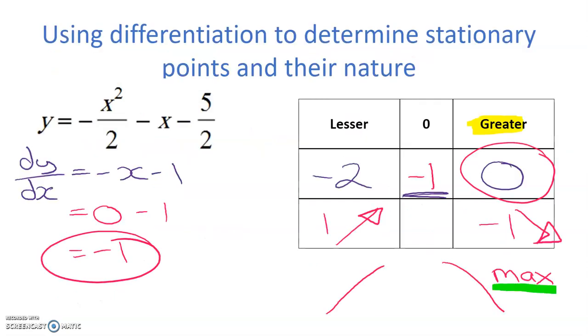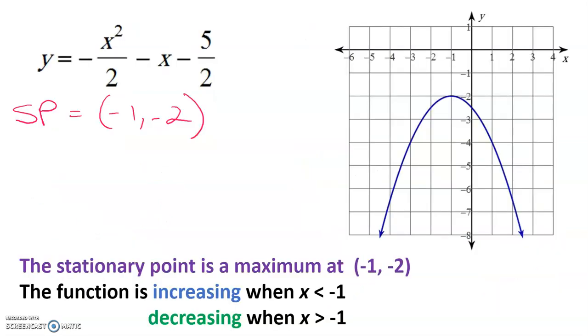Now we already determined it was a maximum, and if you wanted to, you could find your corresponding y value for these 2 points to sketch it, or you could put it into a graphics calculator. So to answer the question in its entirety, the stationary point is a maximum at negative 1 and negative 2, and you can see that here on the graph. The function is increasing when x is less than negative 1 and decreasing when x is greater than negative 1.